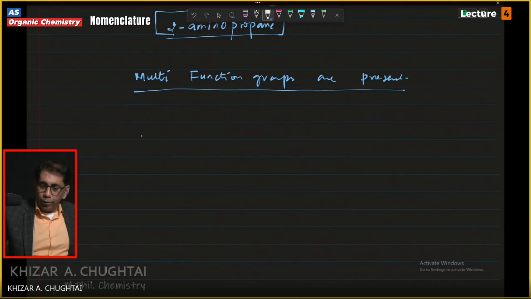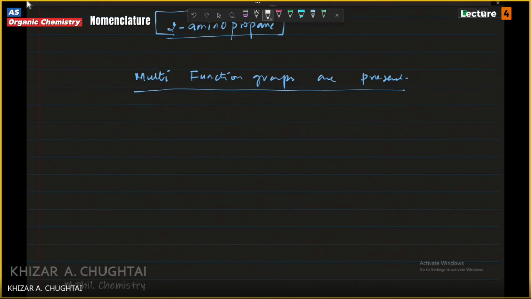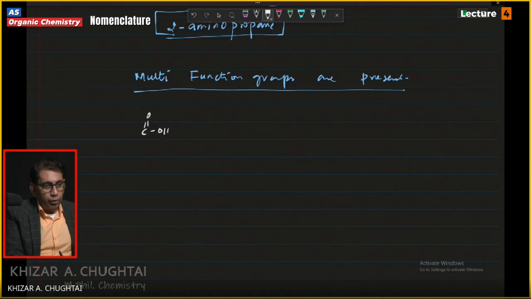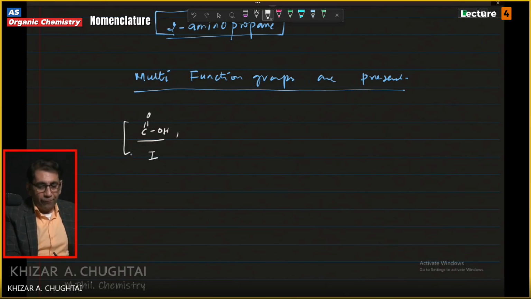First of all, I'm going to tell you the basic preferences, the priorities, turn by turn, step by step. Just have a look. Number one, as far as your syllabus is concerned, you will write carboxylic acid, I mean the C double bond OH group. It will be at one position. It will be preferred. The order of the preference.